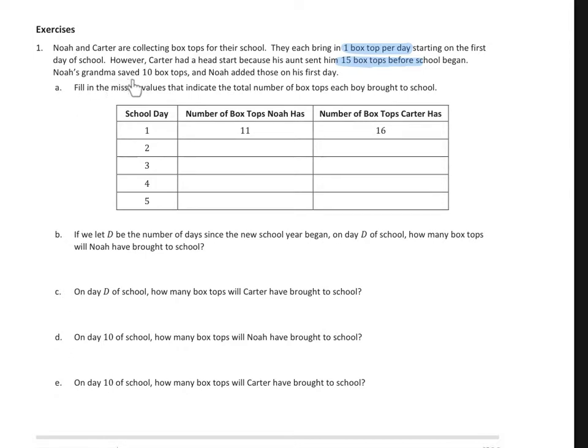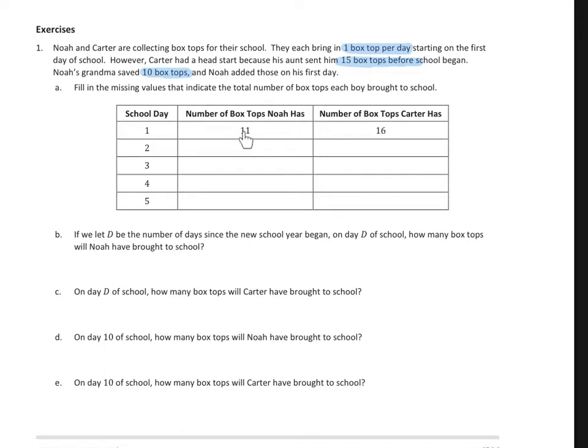Noah's grandma saved 10 box tops, and Noah added those to his first day. Okay, so Carter was given 15, but Noah was given 10. So there's even more information. So they're both not starting at 1, right? Neither person is starting at 1. They said 1 per day, but Carter's starting at 15, Noah's starting at 10. And then they're bringing 1 per day. So you can see that these numbers reflect that.